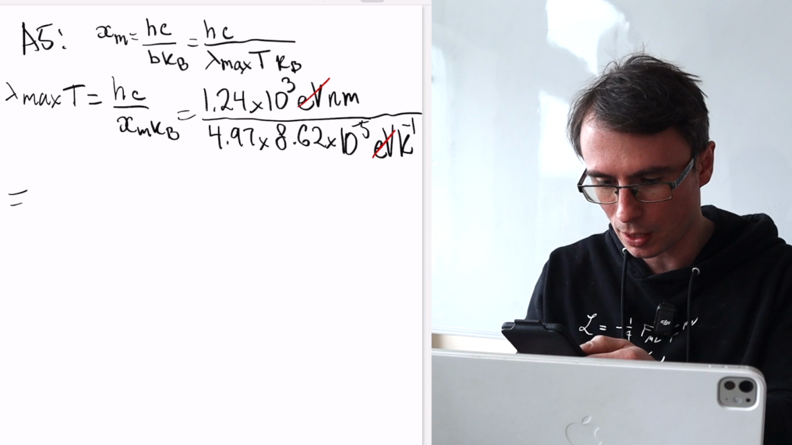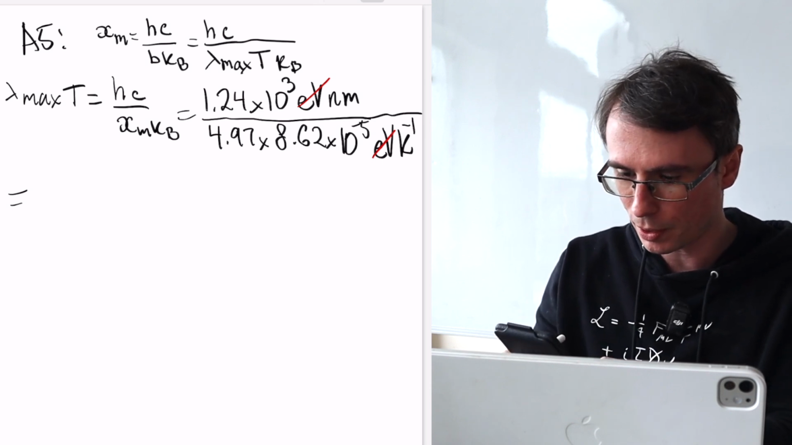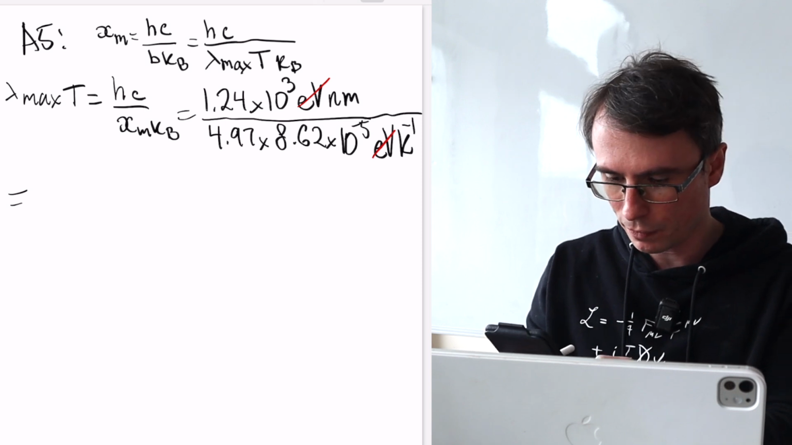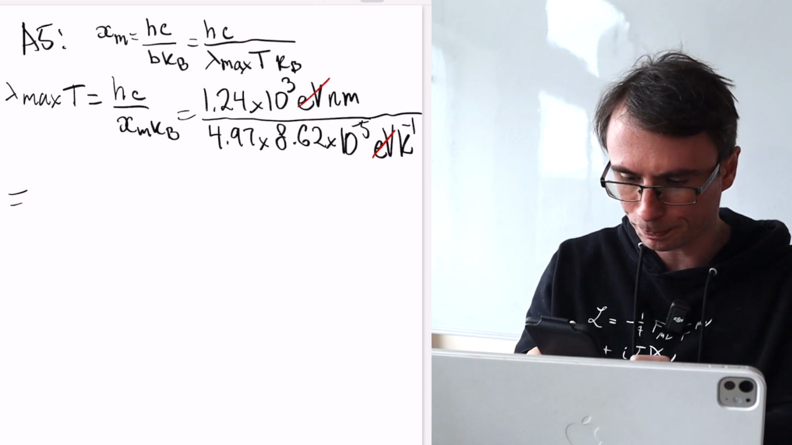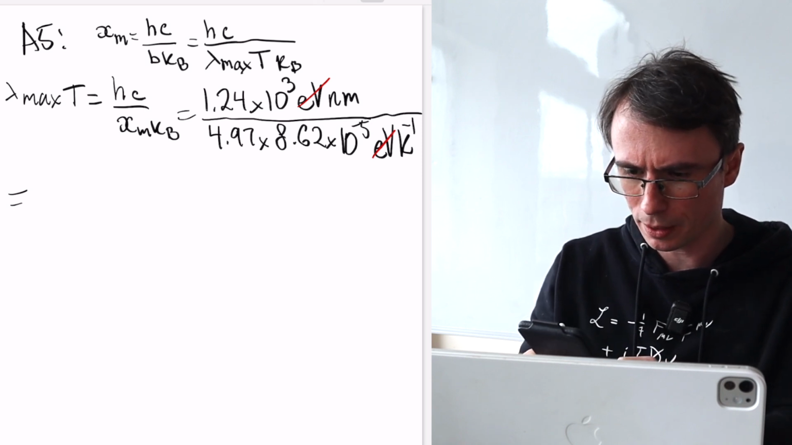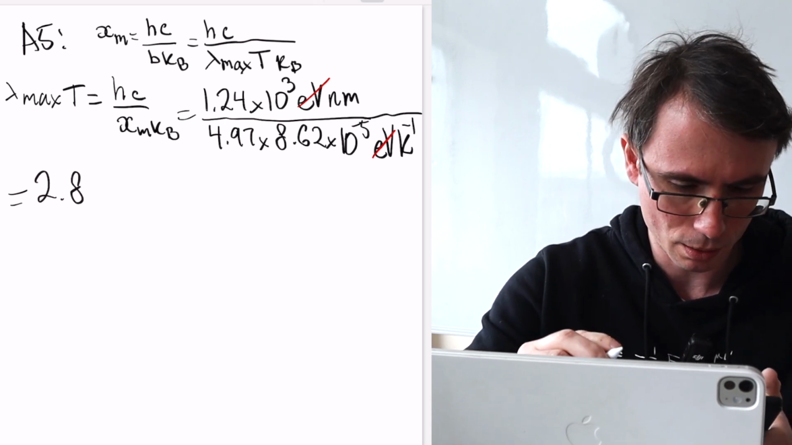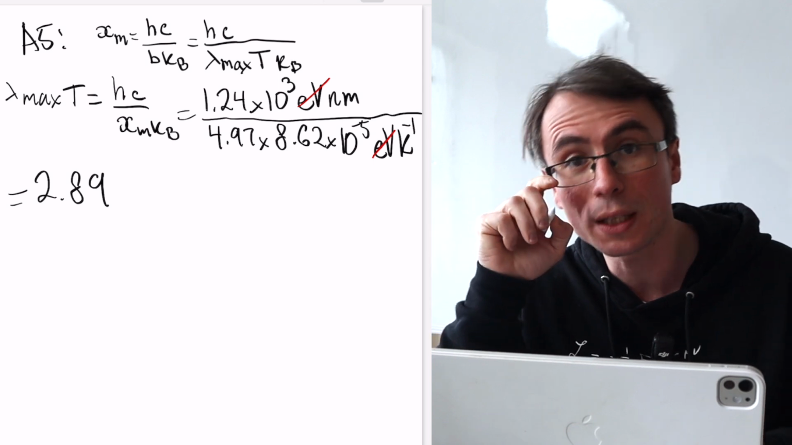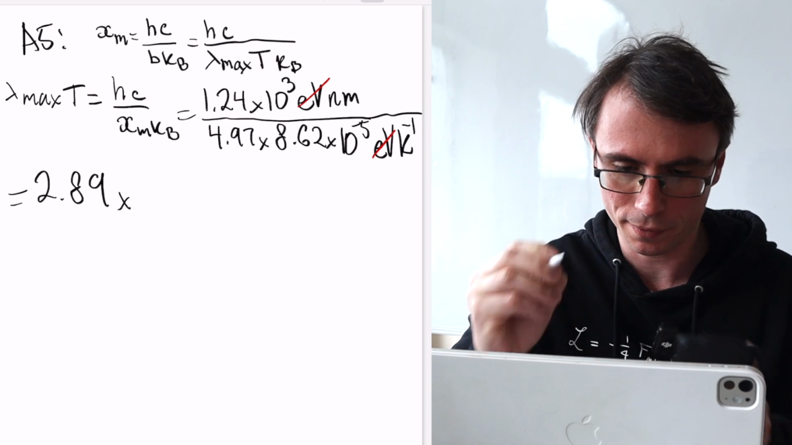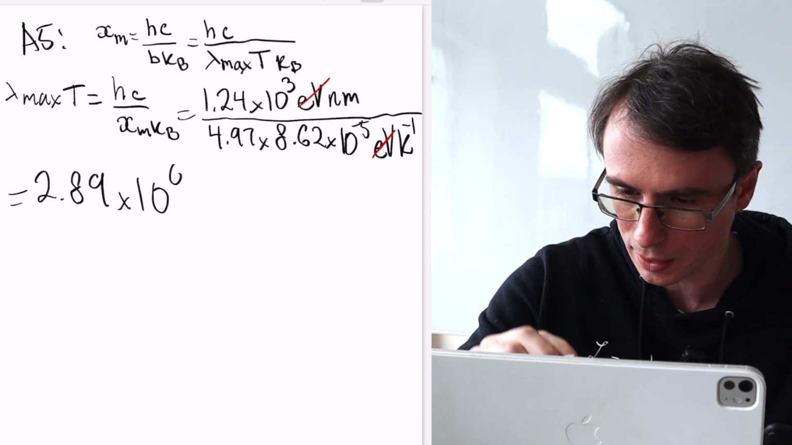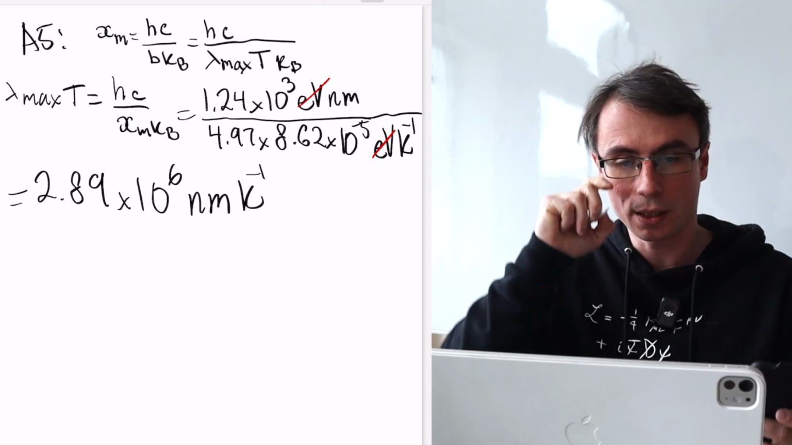Yet again, our trusty calculators are getting quite a lot of work done. 1.24 times 10 to the power of 3 divided by 4.97 times 8.62 times 10 to the power of minus 5. This here is going to give me 2.894, let's call it 2.89 up to 3 significant figures, times 10 to the power of 6 nanometers K to the power of -1.